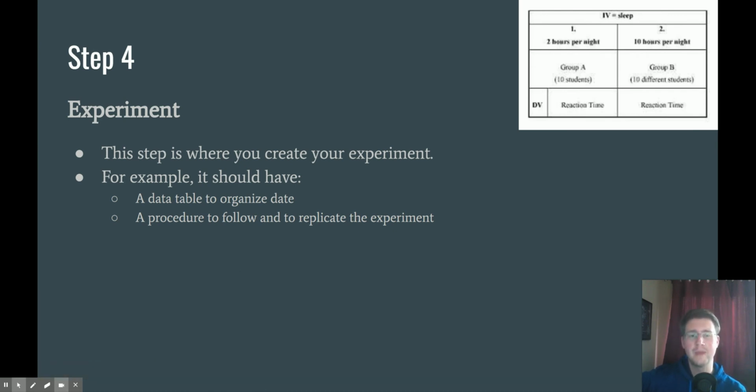Those are the two main things you really need to have. You need to have some sort of data table, like I have in the top right-hand corner, that's just a sample of a data table. They come in all shapes and forms. And then again, a procedure, right? Almost like a recipe. A procedure is essentially a recipe for our experiment.